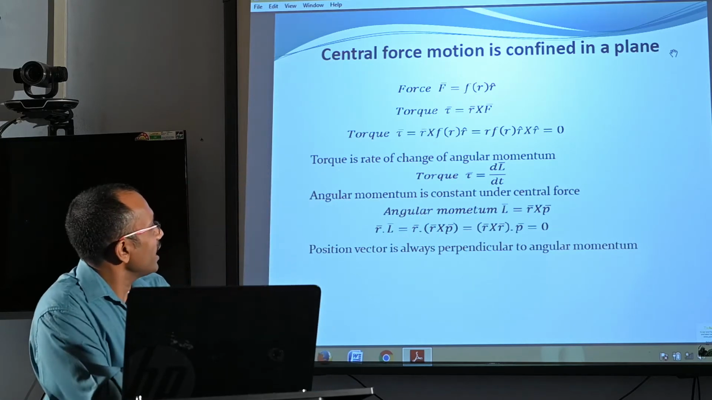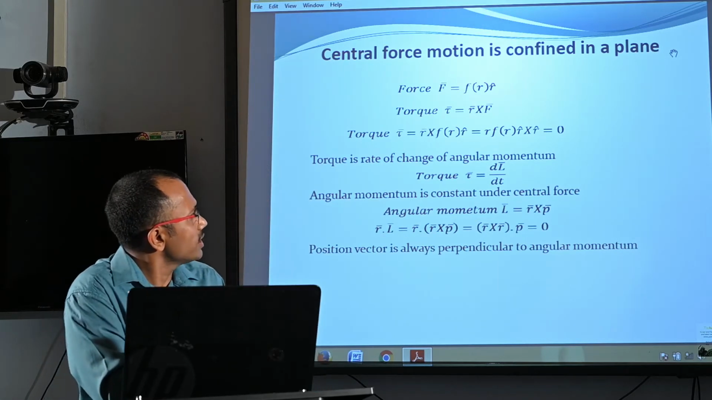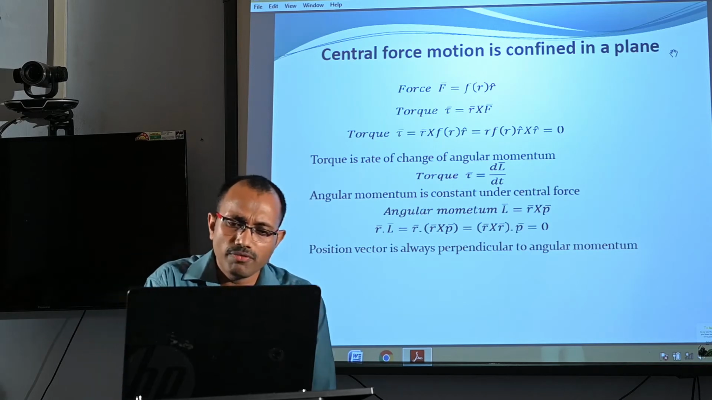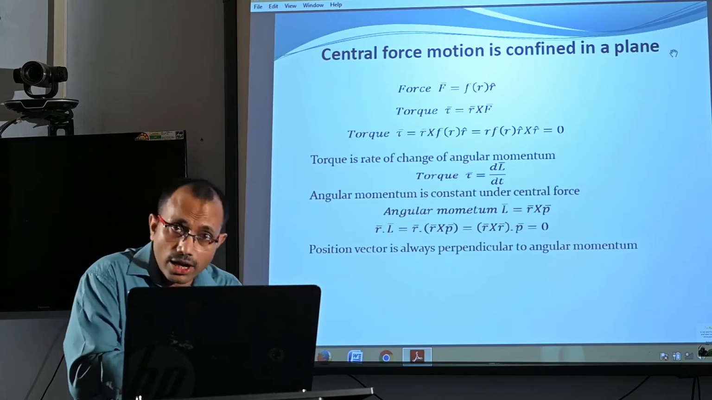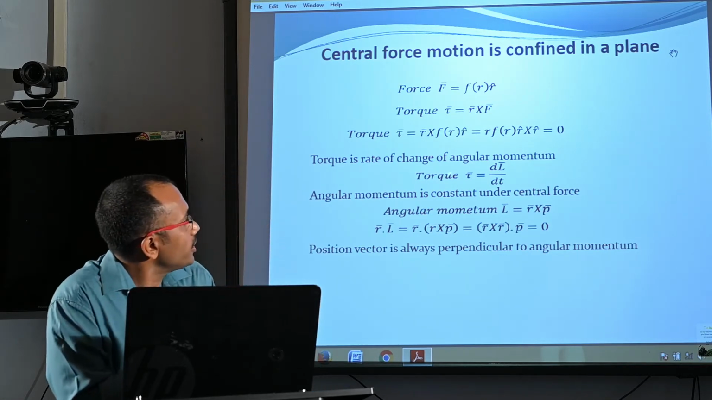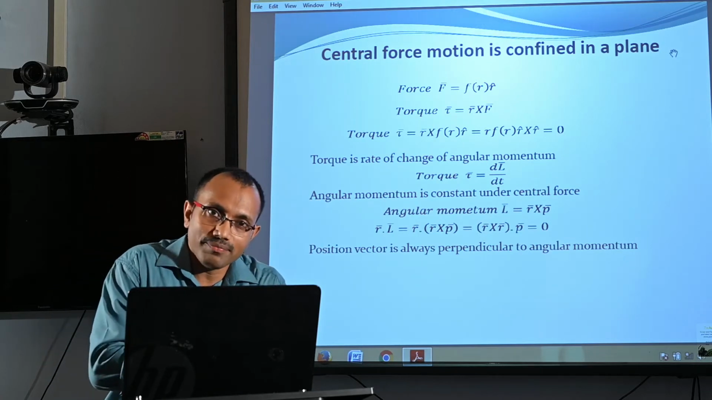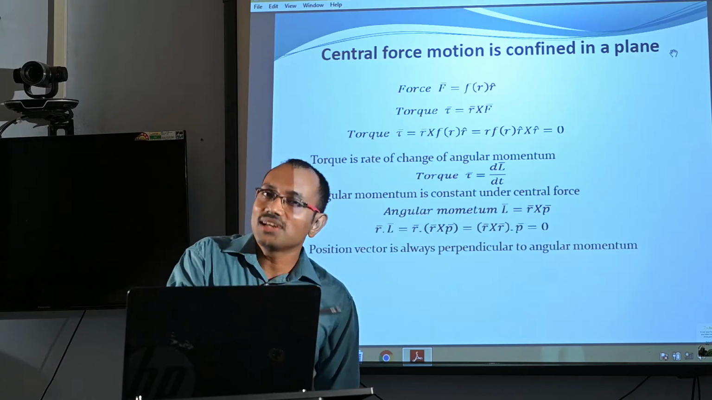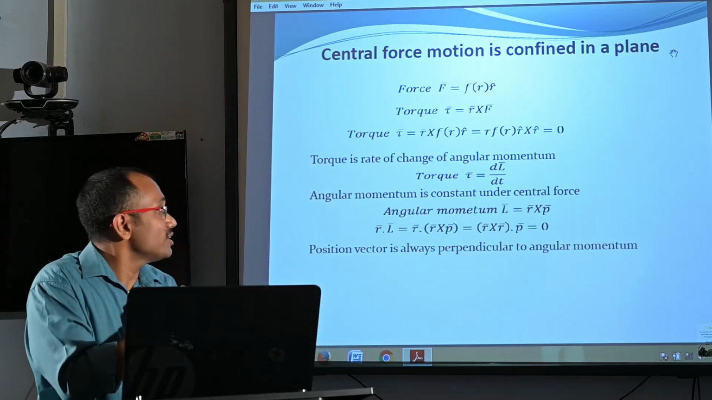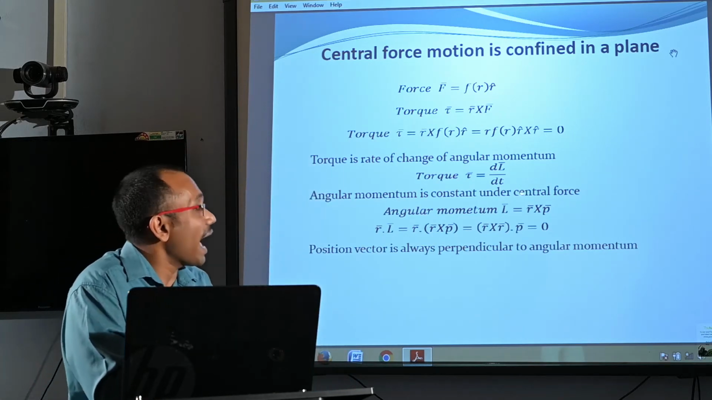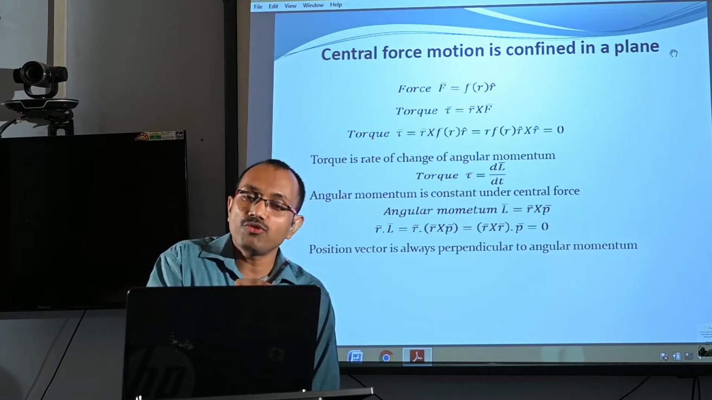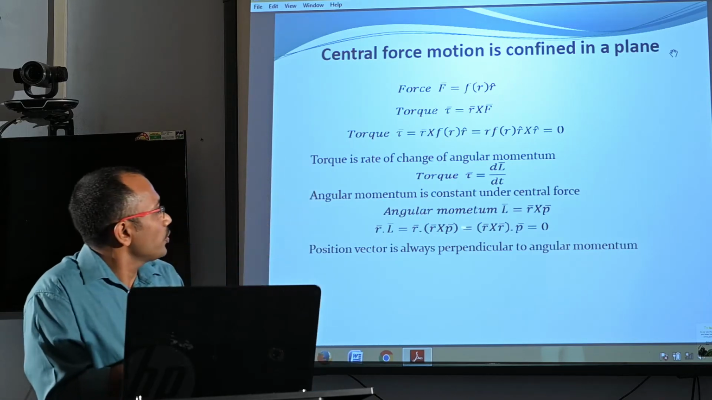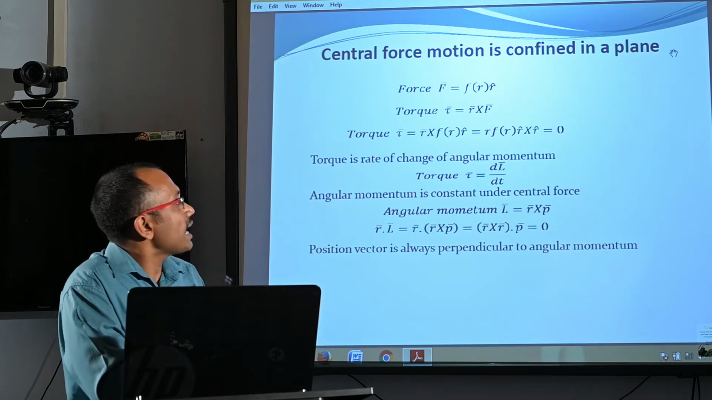Here, torque can be written as the rate of change of angular momentum, where angular momentum is the rotational analog of linear momentum. So, we can write torque equal to dL by dt. Since tau equal to 0, we can write dL by dt equal to 0. So, if dL by dt equal to 0, the angular momentum L will be a constant of motion. Then I am going to take the scalar triple product.